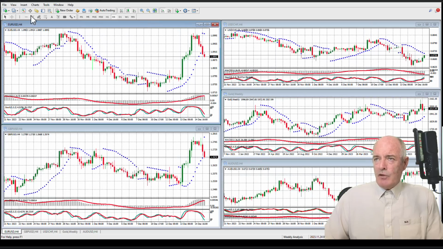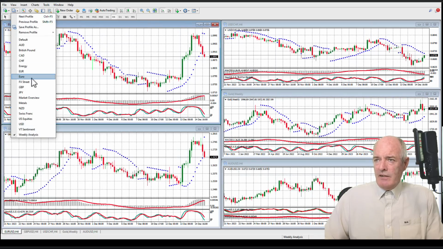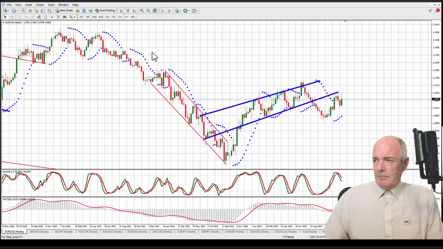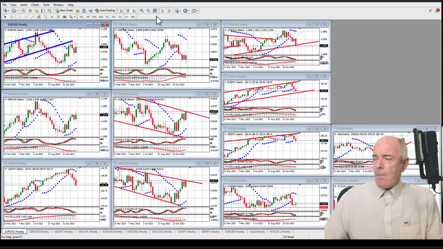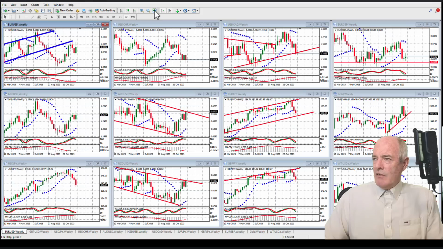So let's go back to the profile where I was in the beginning, and that's called the FX Street profile. And you can see exactly where we are. Okay, you can see, let's get rid of these. These were non-functioning charts, sorry about that. And you see how I did that. I just simply clicked on the red X. But now I can refresh this. Here I have all my charts.